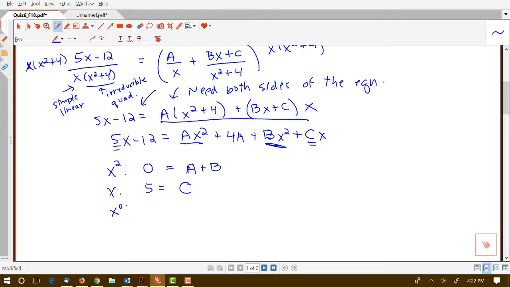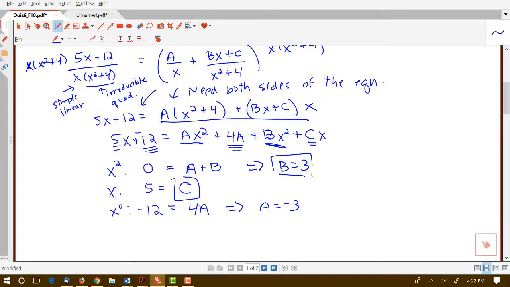And then for the constant term, notice on the left-hand side that constant term is negative 12. I think some people might have said it was 12, but you do have minus 12 there, so that's actually a negative 12. That's equal to our constant term over here on the right-hand side, which is our 4a. Okay, so that gives us that a is negative 3, and then if a plus b has to be 0, that means b has to be positive 3. Okay, so we see how this set up a pretty simple system for us.